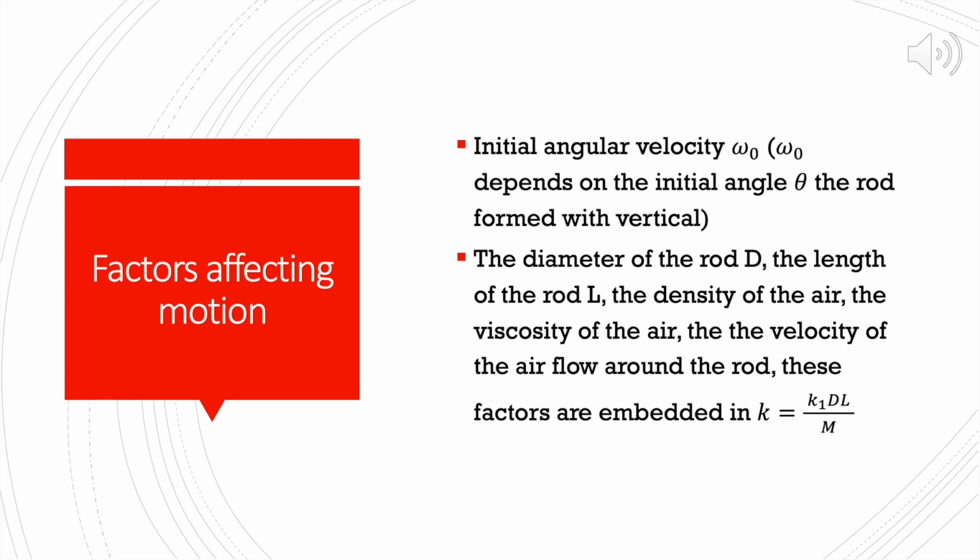Secondly, the coefficient K affects motion. Factors including the diameter of the rod, the length of the rod, and the mass of the rod are all in K. Additionally, the coefficient K1 from fluid dynamic theory also implies that the density of the air and viscosity of the air will also influence the motion.